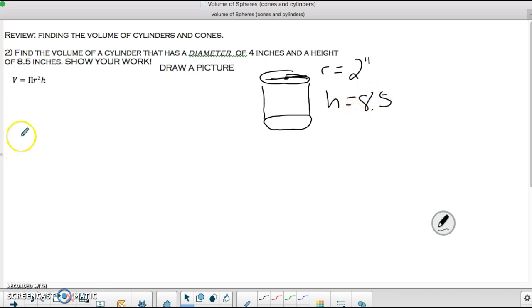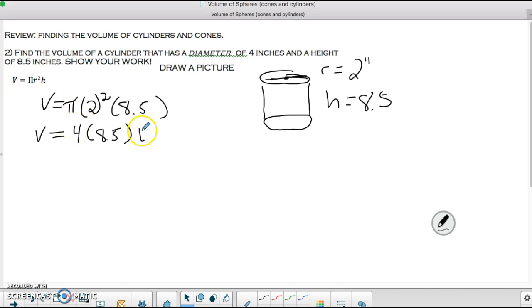So we'll use the formula. Volume equals pi 2 squared times 8.5. And I'm going to rearrange this, and 2 squared is 4 times 8.5 times pi. That's not a very pretty pi, but there you go. And I'll get 34 pi. So that's 34 pi inches cubed. Remember, we're finding out how many cubes fit in this cylinder.